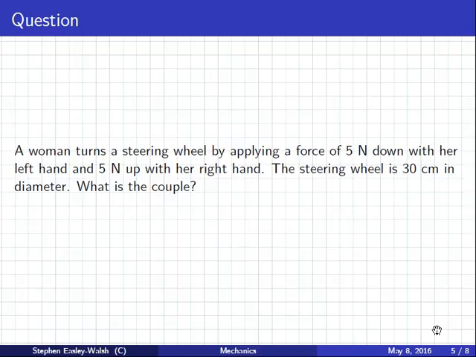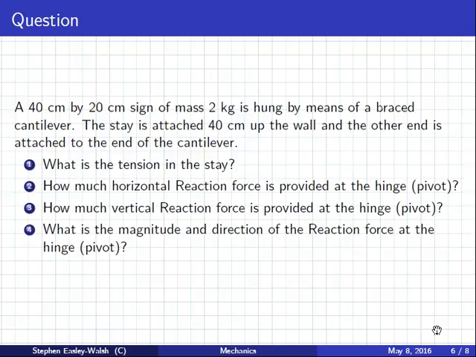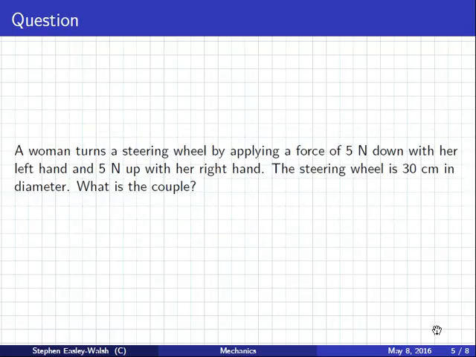So, first question, I think you can do it, and then I'll probably do the next one here. The first one's to do with a couple. A woman turns the steering wheel by applying a force of 5 newtons down with her left hand and 5 newtons up with her right hand. The steering wheel is 30 centimeters in diameter. What is the couple? What is the turning force in total? It should only take you 10 seconds to get the answer here. I know what you did wrong there. You forgot to change centimeters into meters. Yeah. Yes?